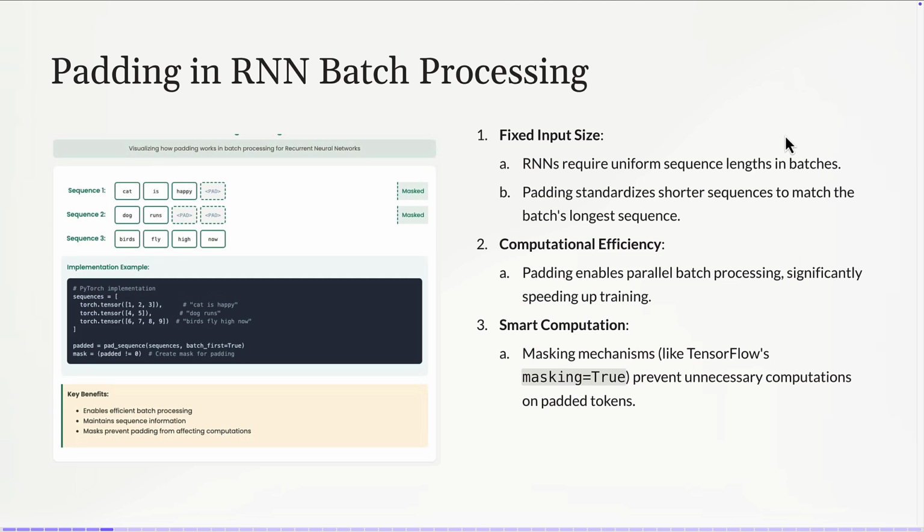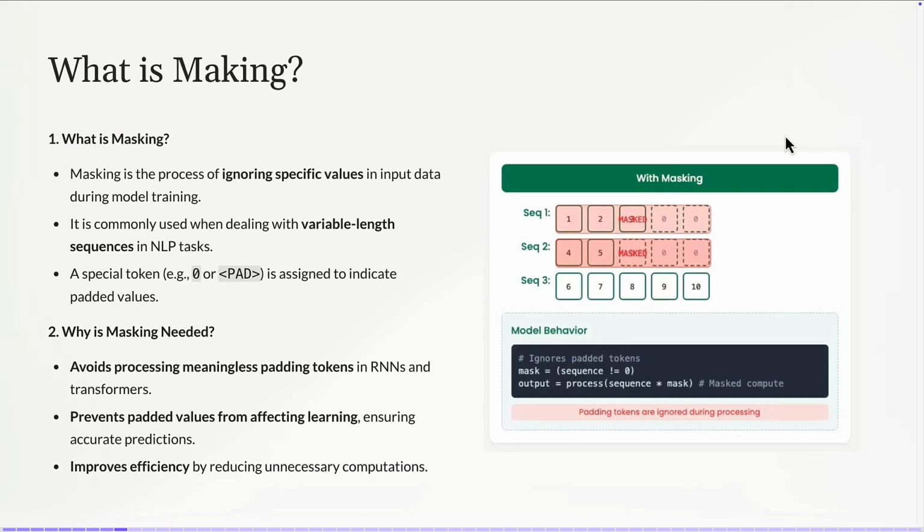Okay, so this is basically just a summary of what we've talked about. And this is the concept of masking. The padding tokens are ignored during processing. Masking is the process of ignoring specific values, in our case the padding values, which are assigned a specific value. It's commonly used to deal with variable length sequences in NLP tasks.